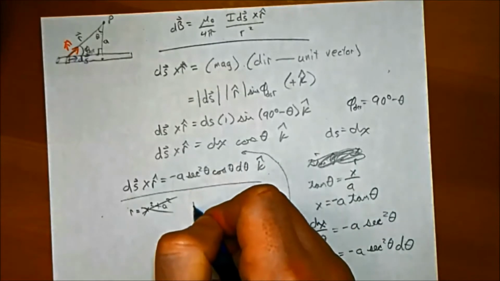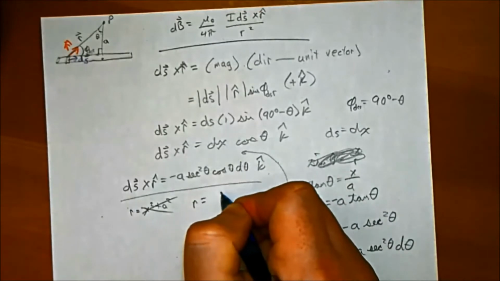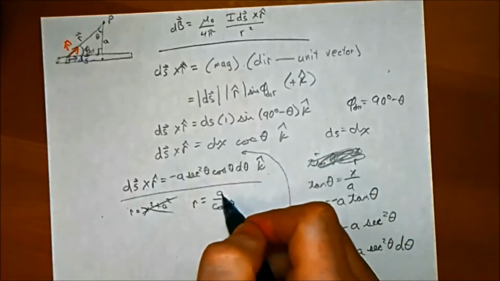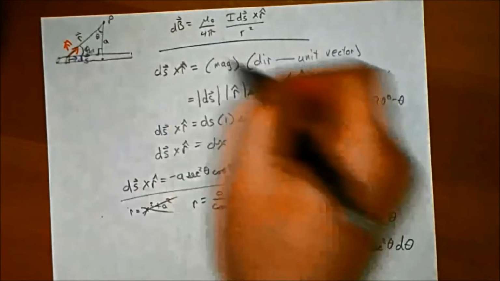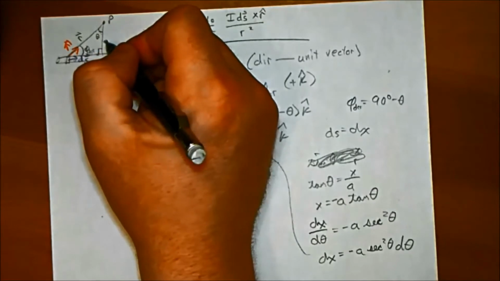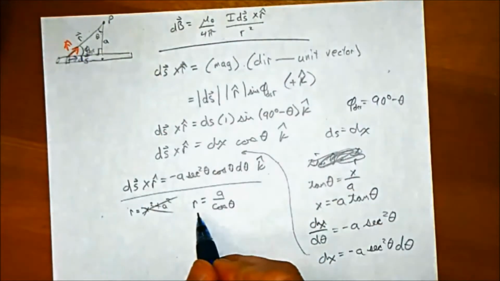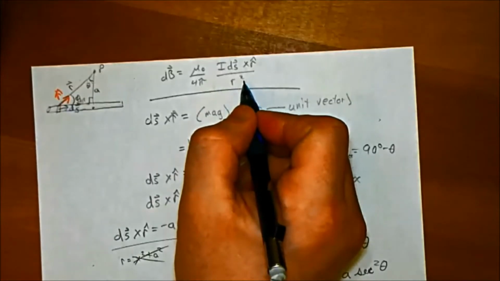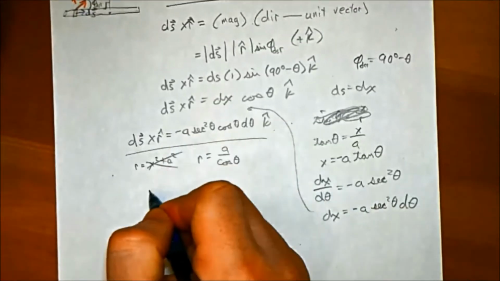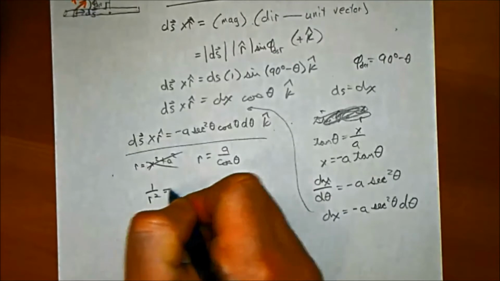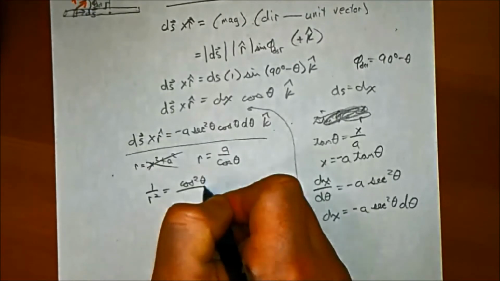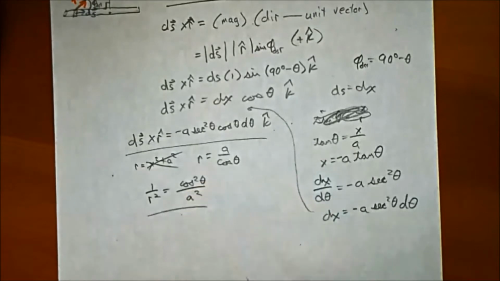We can say, though, that r is equal to a over cosine of theta. Remember, because cosine of theta equals adjacent over hypotenuse. So I can write it like that. If I wanted to, I know Biot-Savart involves a 1 over r squared term, so I could say 1 over r squared is equal to cosine squared of theta over a squared.